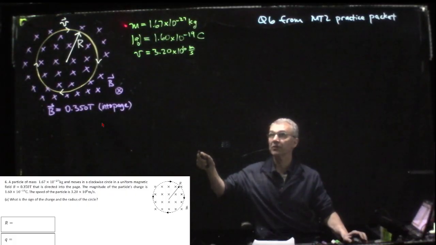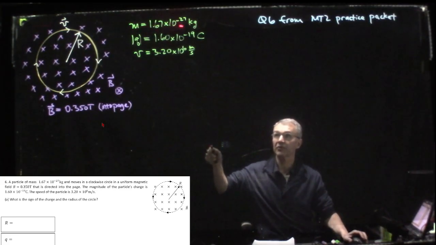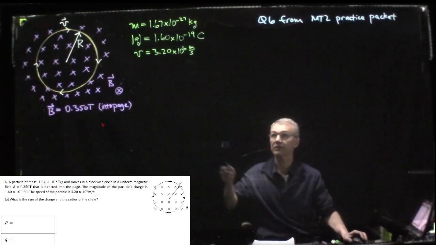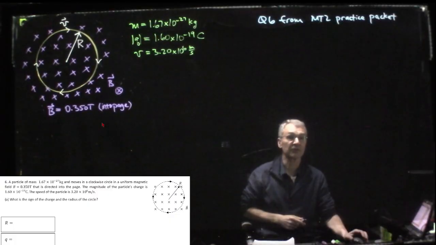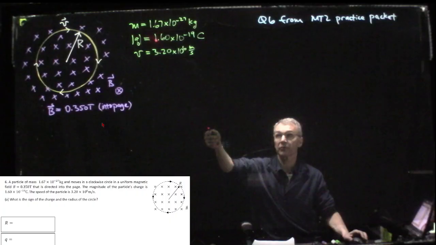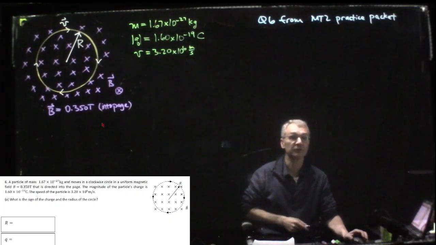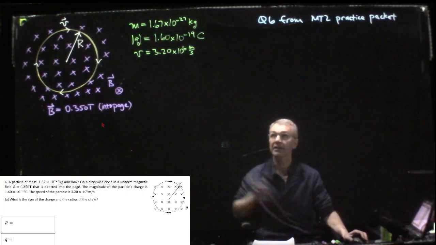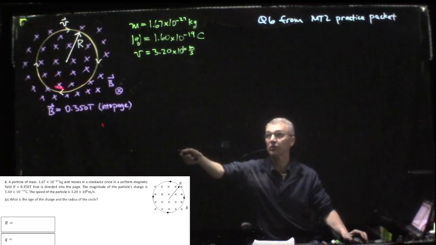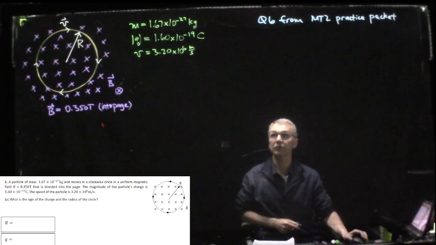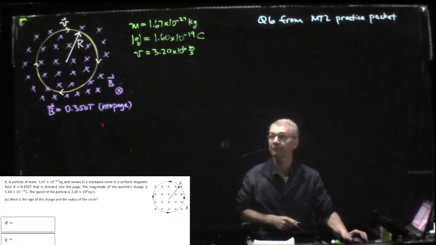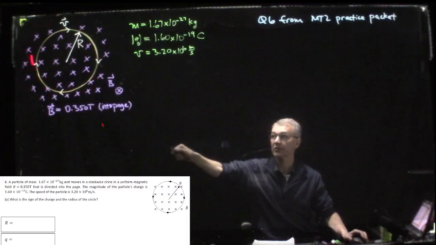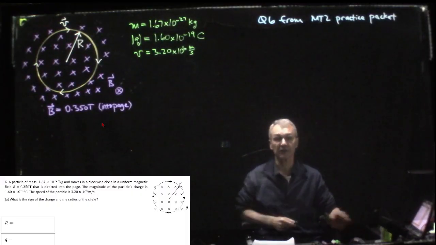And then we have a particle whose mass is the same as the proton mass, 1.67 × 10^-27 kilograms. The magnitude of its charge is the same as an electron or proton charge, 1.6 × 10^-19 coulombs. We don't know whether it's plus or minus yet. And it's moving in a circle with speed 3.2 × 10^6 meters per second. So there it is, going around a circular orbit of radius capital R.